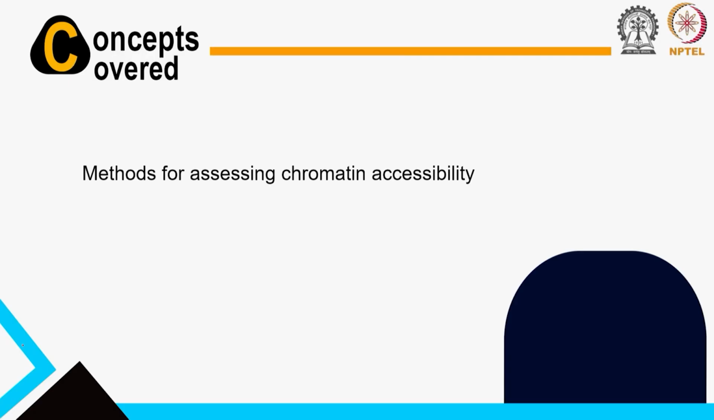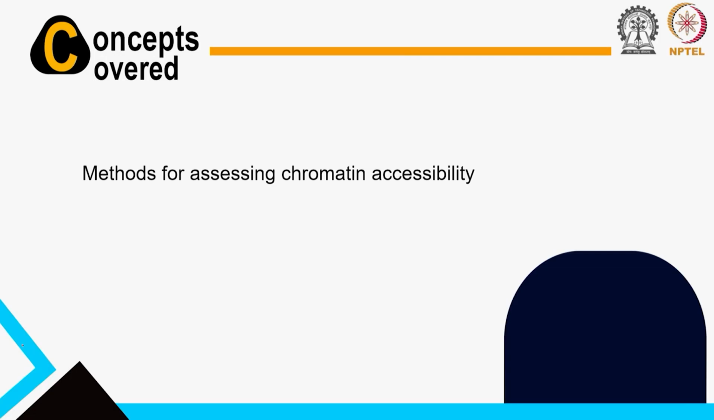In the last class, we talked about looking at transcription factor binding sites or identifying histone modification sites using chromatin immunoprecipitation. So, we will extend that to a much more general accessibility study, and we will talk about chromatin accessibility in this class. Okay. So, this is the agenda for this class.